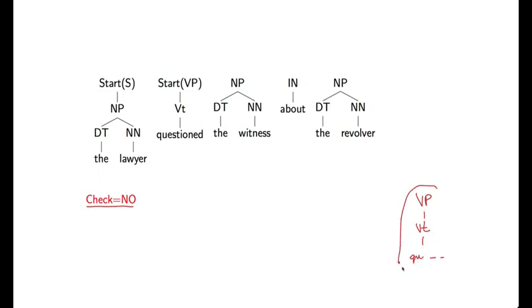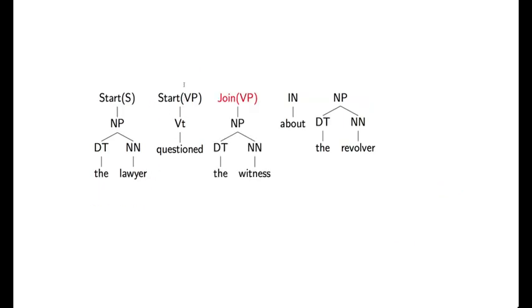But that is actually incorrect for this parse tree I've shown you. So check equals no, we leave this VP uncompleted. Next step, again, we go through this process of finding the leftmost non-terminal which doesn't have any structure above it. That's this NP in this case, because this has structure, this has structure. We could choose to start a new constituent, or we could choose to join an existing constituent. In this particular case, we're going to choose join VP, which means that this noun phrase is going to be the second constituent under this particular VP.